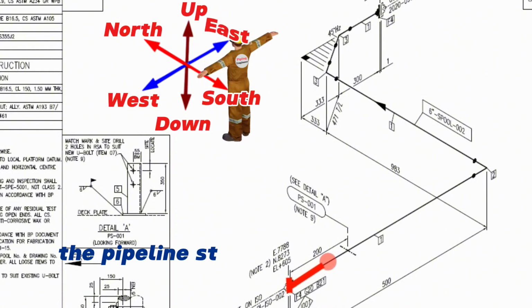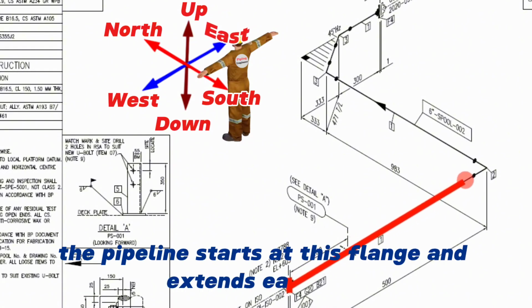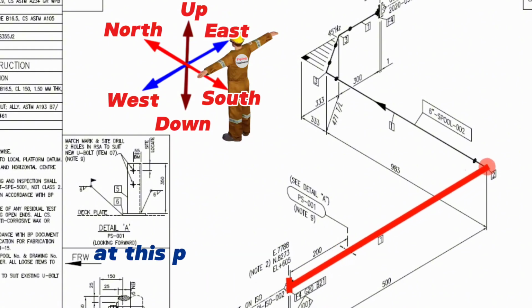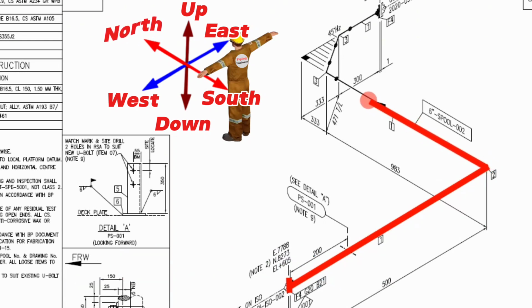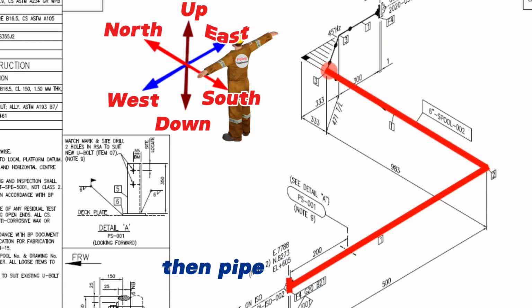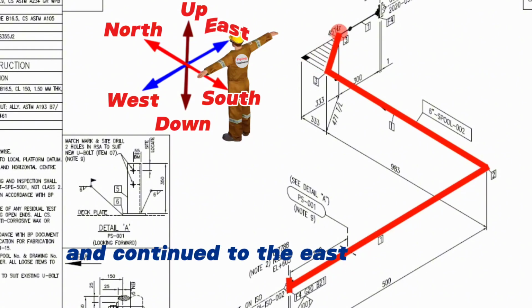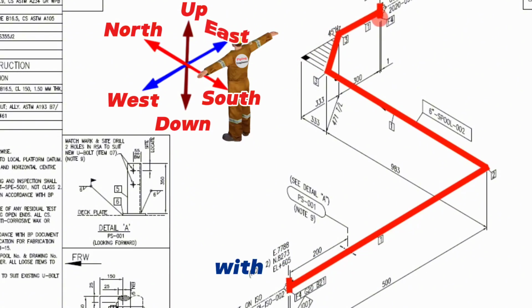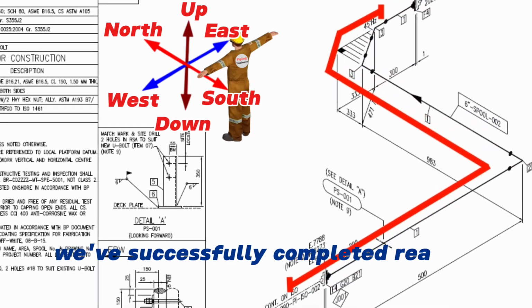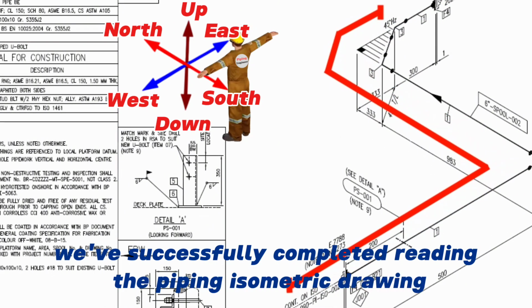The pipeline starts at this flange and extends eastward. At this point, the pipeline turns northward with a 90-degree elbow. Then, the pipeline turns and continues eastward with two 45-degree elbows. With that, we've successfully completed reading the piping isometric drawing.